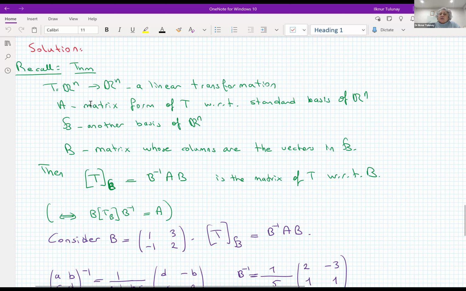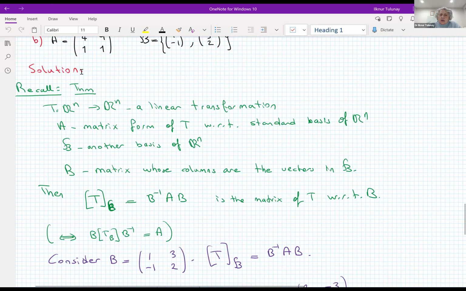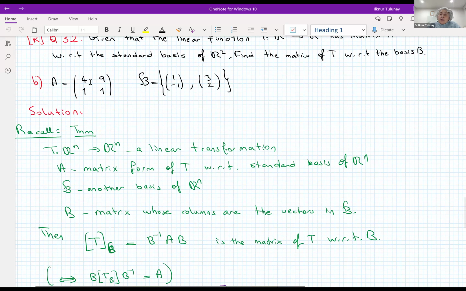If you're going from the standard basis to another basis, this is the formula. If you want to find the matrix form with respect to the non-standard basis, then you can find the matrix form for this linear transformation with respect to the standard basis by using this formula. These two are equivalent. Okay, let's do this example. This is a matrix form with respect to the standard basis, and this is another basis. We would like to find the matrix form for this linear transformation with respect to this basis. That's the idea.